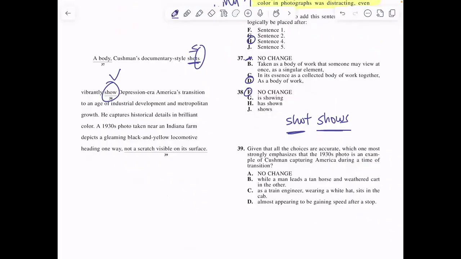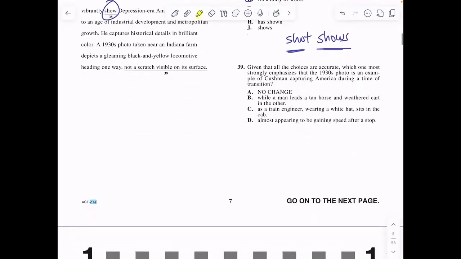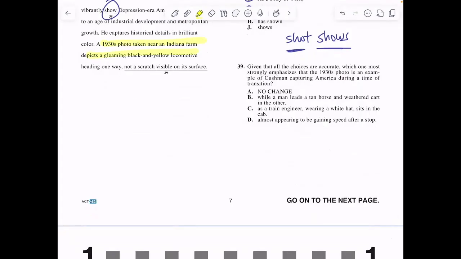39. Given that all are accurate, which one most strongly emphasizes that the 1930s photo is an example of Cushman capturing America during a time of transition? Okay, let's go read this one. "1930s photo taken near an Indiana farm depicts a gleaming black and yellow locomotive heading one way, not a scratch visible on its surface." So we're capturing America during a time of transition. So if I have a train headed one way, the opposite of that would be B, right? It's this transition where you have literal steam engines and trains traversing the country, and then you have someone with their horse and carriage or cart, which is just kind of a crazy image. Like if we saw horses walking down the street next to our car, that would be strange.